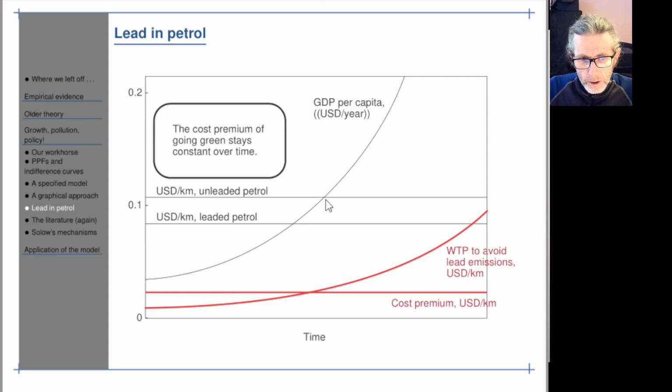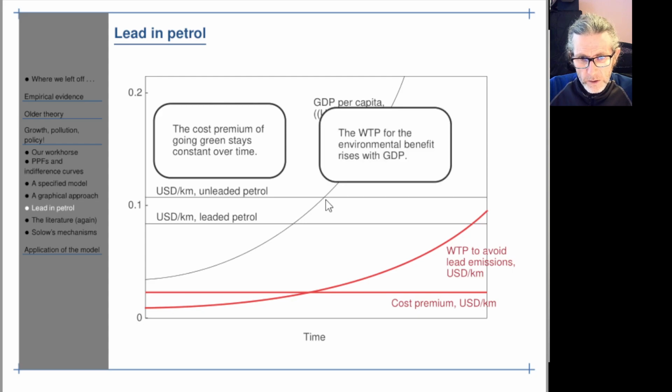Cost premium of going green stays constant. Willingness to pay for the environmental benefit rises with GDP.